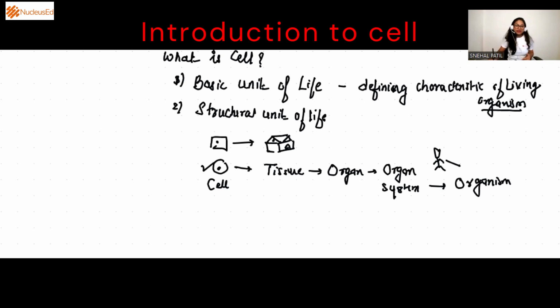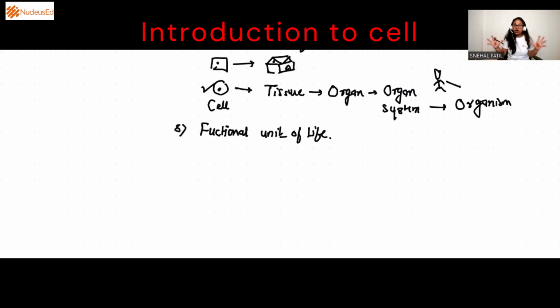Then comes the next point, that is cell is the functional unit of life. Why is it considered as a functional unit of life? So for this, we need to understand one more point, okay? There are certain organisms and these organisms are classified as unicellular organisms and multicellular organisms based upon the number of cells they are having.